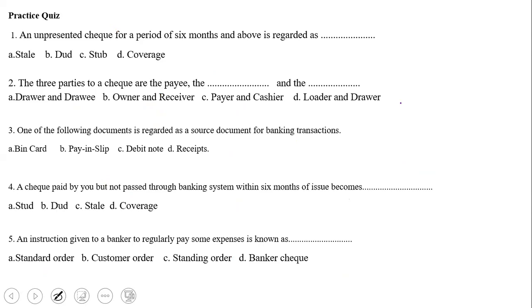An unpresented check for a period of 6 months and above is described as what? Like this is just what we described, called a stale check. The three parties to a check are the payee, the dash, and dash. I believe you can also see this. You have seen something like this in your pretest. So you should be able to now see. It's not a payer, a cashier.